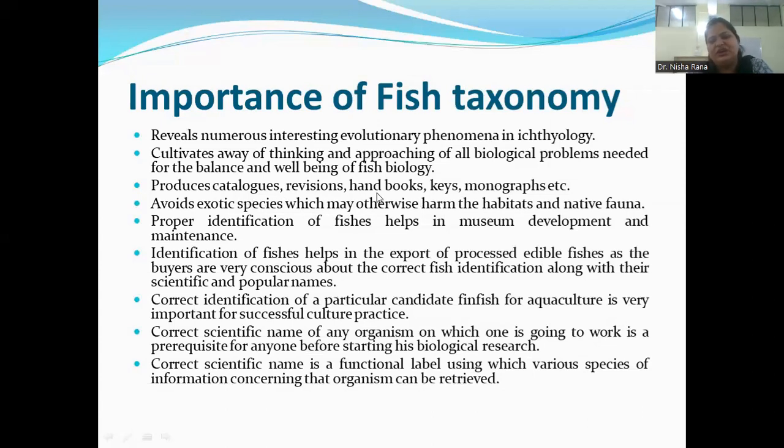The same will be used in cataloging, revision, handbooks, and also preparation of monographs. Then exotic species: maybe sometimes you have seen in nature there are so many hybrid species and intermediate forms of fishes available in the local market, where you can identify what is the natural threat to our local fish fauna and our indigenous species. You can also identify native fishes. So these are the basic importance of fish taxonomy.